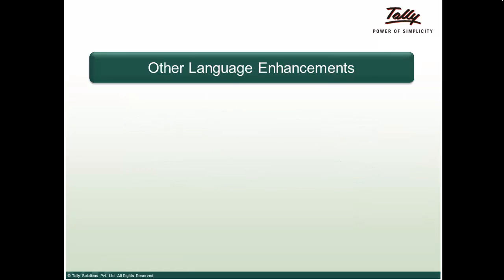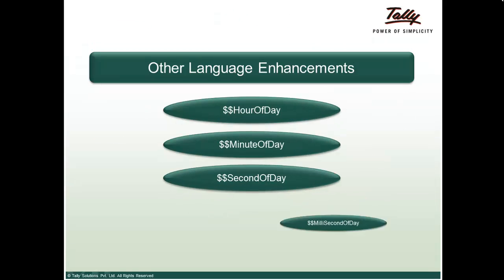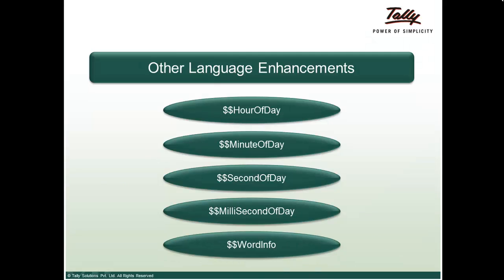Next are the new functions added in release 5.0, starting with the new functions added to the data type time, that is hour of day, minute of day, second of day and millisecond of day, which take a parameter of type date time and give the respective time details. And the last function is the function WORDINFO, which can be used to check if Microsoft Word is installed in the system or not. That brings us to the end of the session.